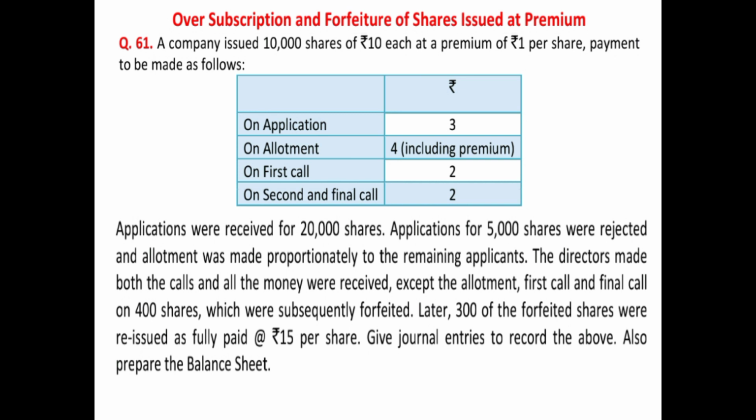The directors made both the calls and all the money were received except the allotment, the first call and the final call on 400 shares, which were subsequently forfeited. Later, 300 of the forfeited shares were reissued as fully paid at rupees 15 per share. So, give journal entries to record the above. Also prepare the balance sheet. So this means this is the case where the shares are issued at premium, and these are forfeited, and these are reissued also at premium. So let us have a look at the entry.